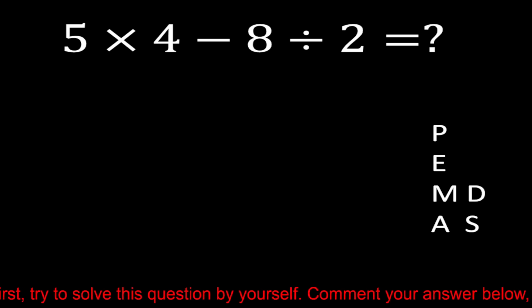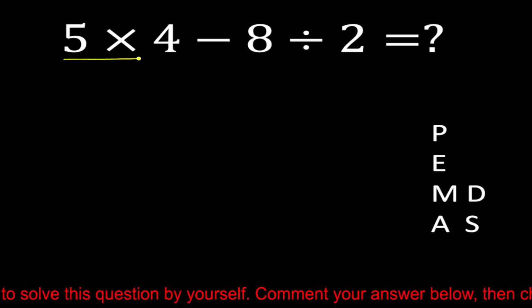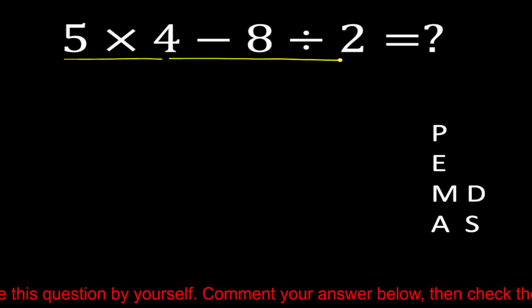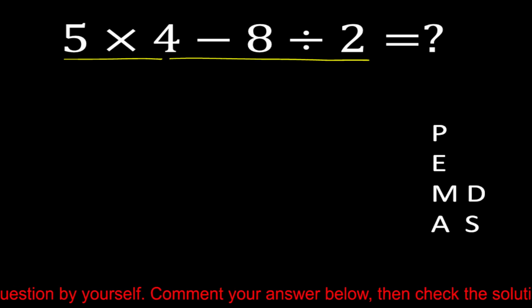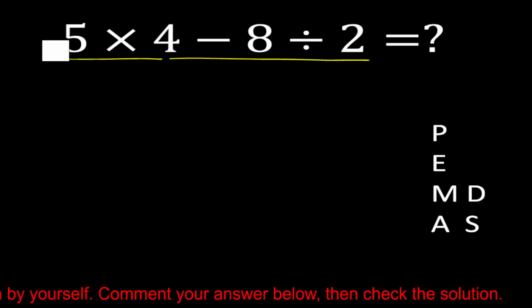So here we have a question: 5 multiply 4 minus 8 divide 2. Now let's solve this problem correctly by using the PEMDAS rule.